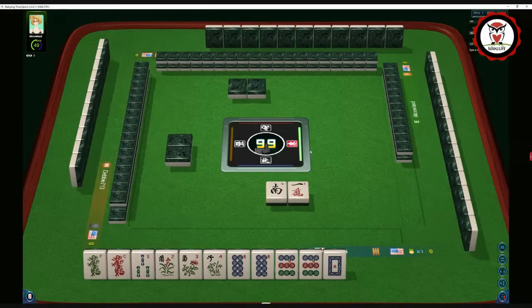those 4 flowers. The 3. We could Kong. That's why I'm thinking 4 flowers. We could Kong. It's ready to Kong. But we also have a hand with no gaps. 8, 9 dragon.